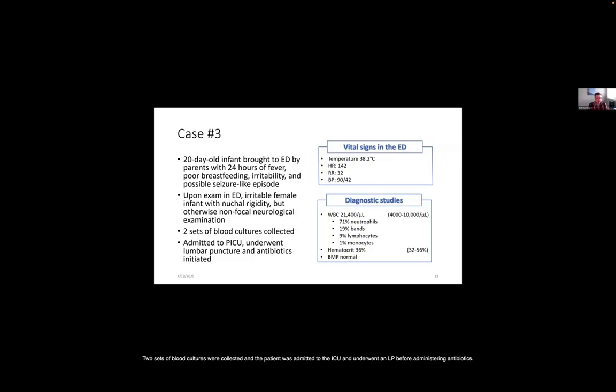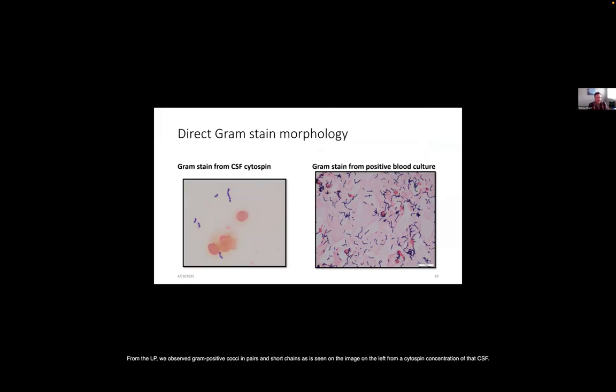2 sets of blood cultures were collected, and the patient was admitted to the ICU and underwent an LP before administering antibiotics. And there was a leukocytosis with a prominent left shift, but otherwise laboratory results were pretty much normal. From the LP, we observed gram-positive cocci in pairs and short chains, as seen on the image on the left, from a cytospin concentration of that CSF.